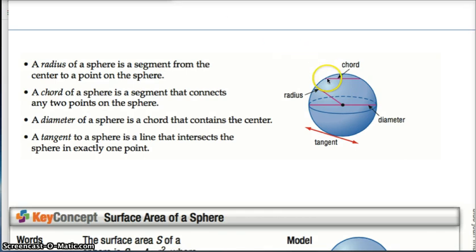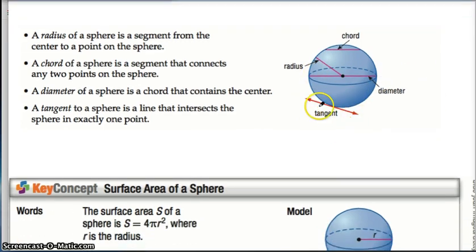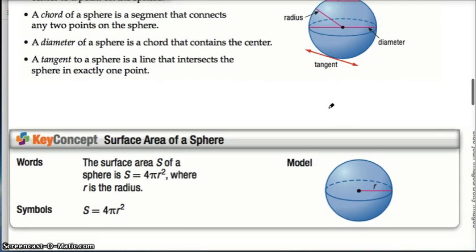Make sure you know that if you connect any two points on a sphere, the segment that's created is going to be considered a chord. From the center to any point on the sphere will be a radius. The diameter goes through the center just as it does with any circle, and it connects two points of the sphere. And finally, we have a tangent line, which we know goes through exactly one point of a sphere. You can have a line tangent or another figure tangent, as long as it intersects in exactly one point of the sphere.